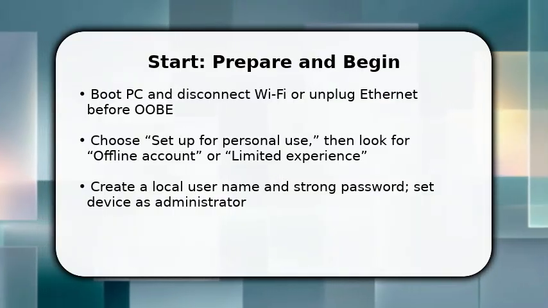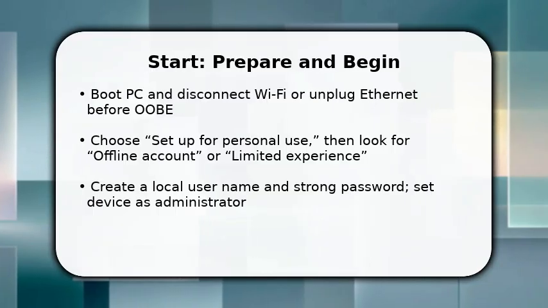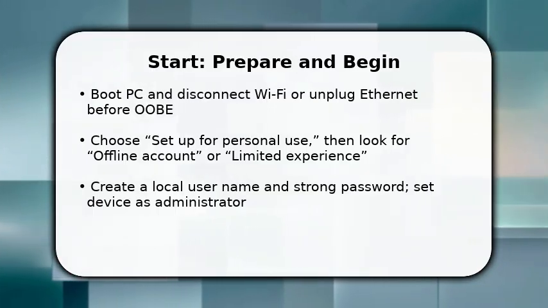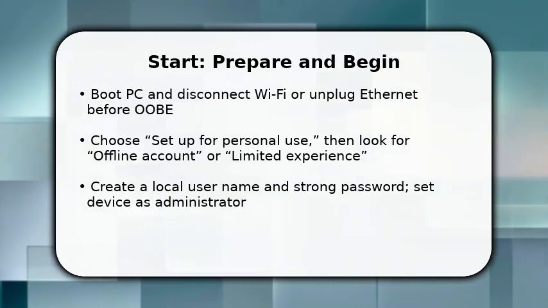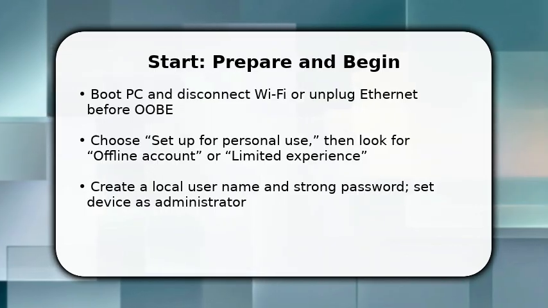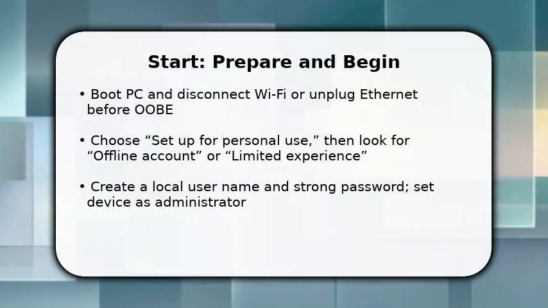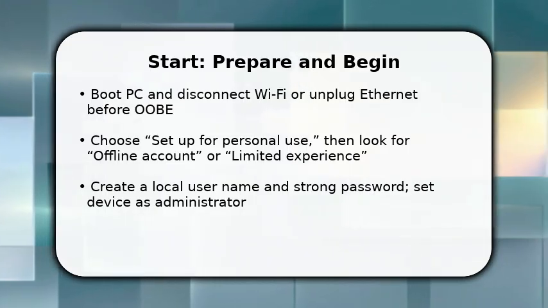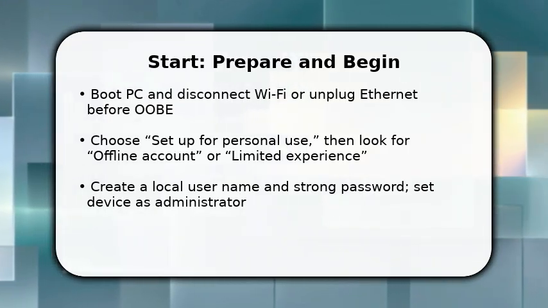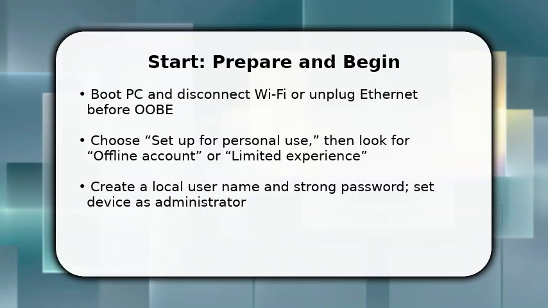You'll start by cutting network access so Windows won't push Microsoft sign-in. Once offline, pick Personal Setup and search for the Offline Account or Limited Experience option. This avoids Microsoft account creation. Enter a local username, create a strong password, and pick security questions. Make this first account an administrator so you can install apps and change settings later.